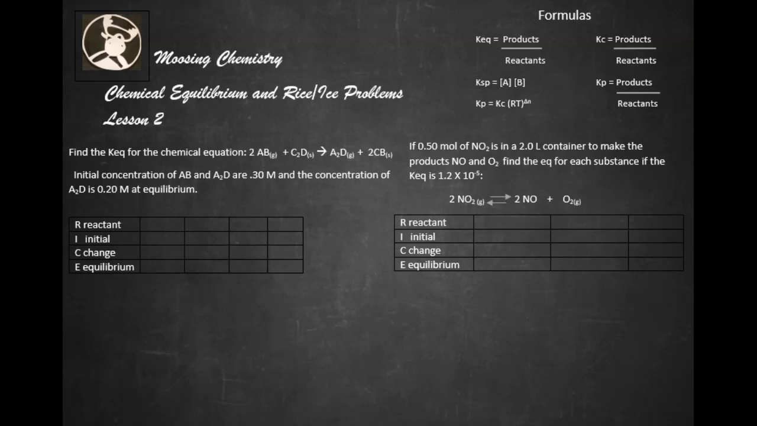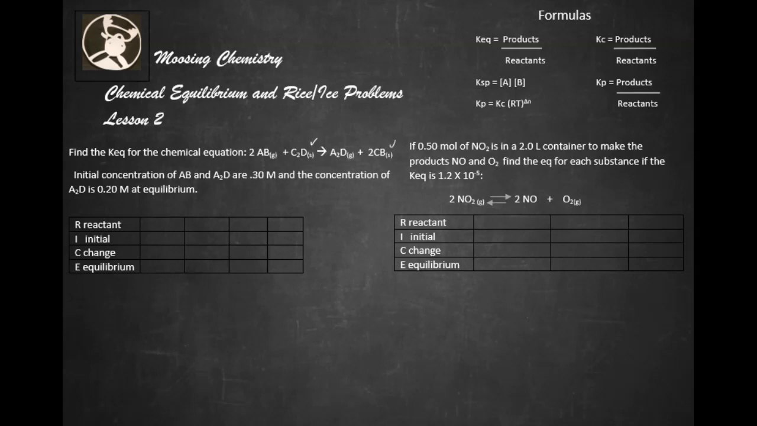This is Chemical Equilibrium and RICE/ICE Problems, Lesson number 2. Find the Keq for the chemical equation 2AB plus C2D yields A2D plus 2CB. Important to remember that C2D is a solid and A2D is a solid, because that's going to play into what we do with our RICE table.